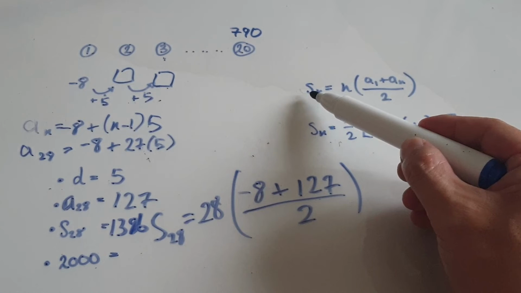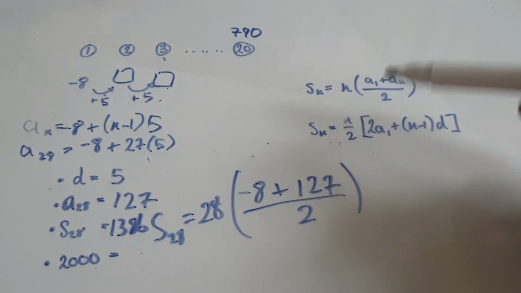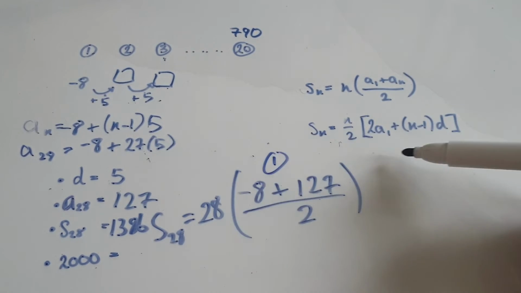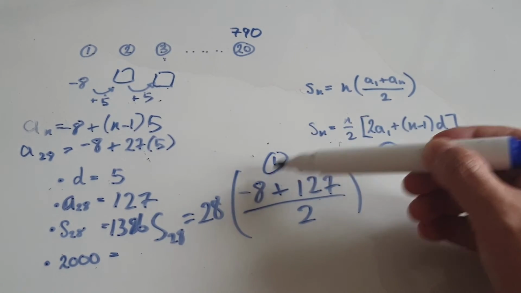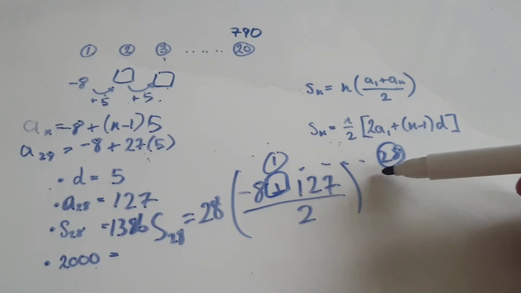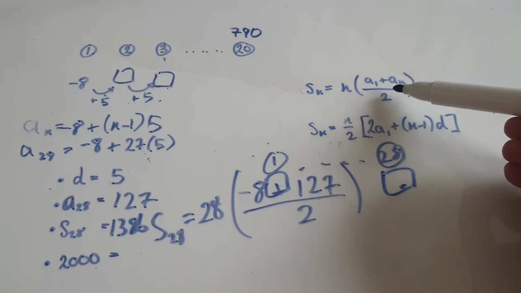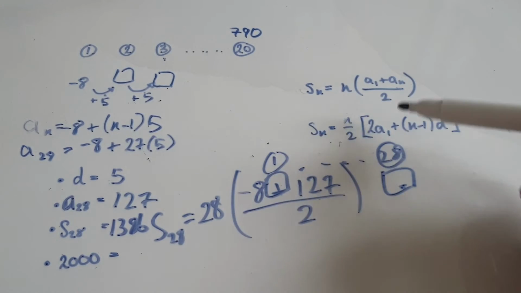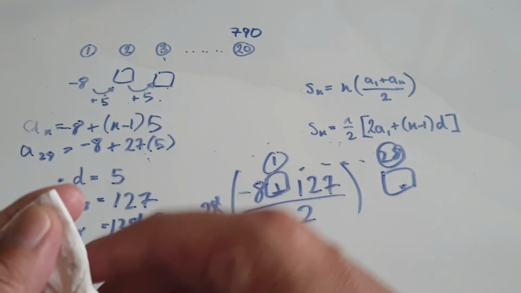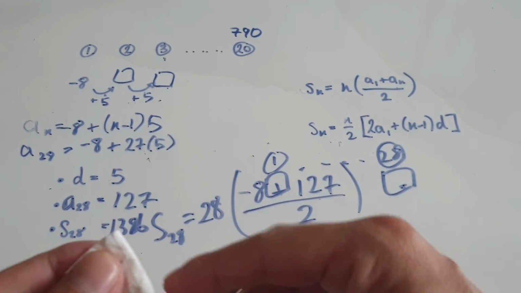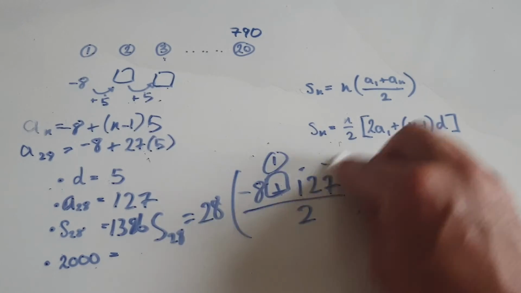So the good thing about this formula is that if you're trying to sum up the 1st up to 28th term, then get the first term, add it to the very last one, and then divide it by 2 and then times 28. That's what this formula is saying. So you need to know the first and the last. Anyway, the last question here.